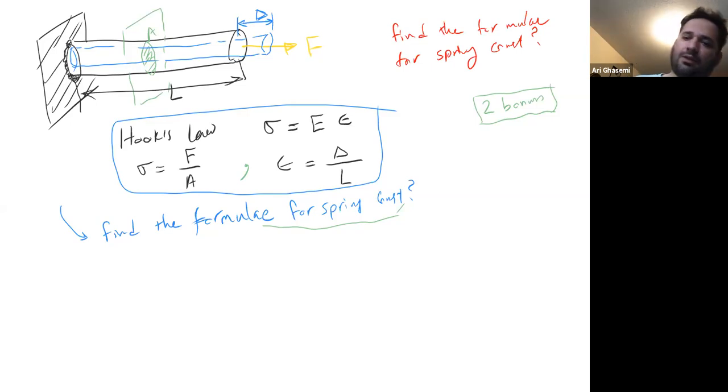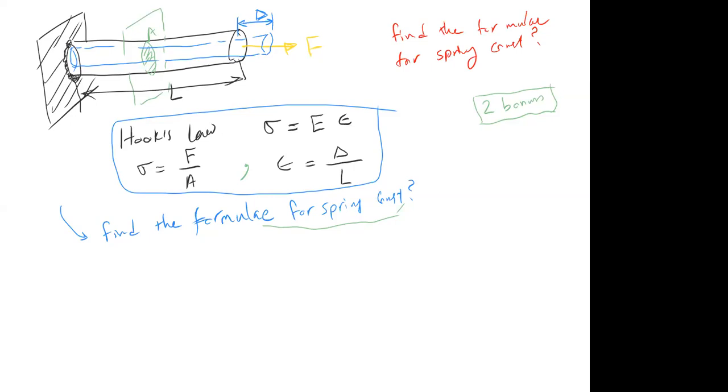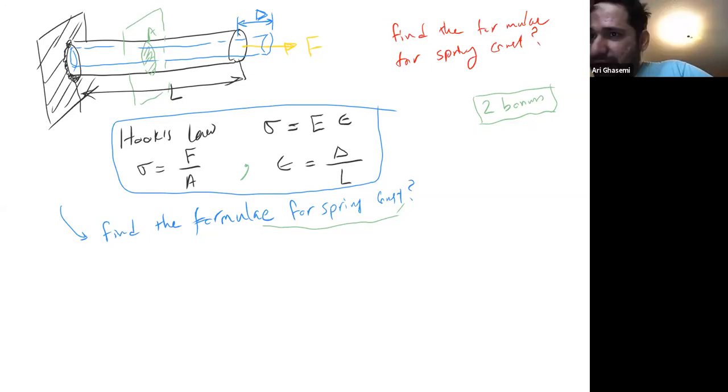Okay, I'll go ahead and solve it myself. Brook is getting close, but it just needs one extra step. Would it be, yeah, go ahead: F equals AE delta over L?